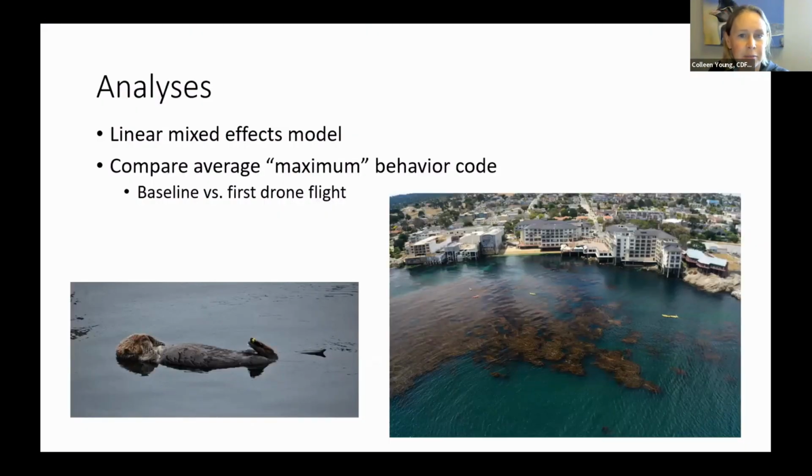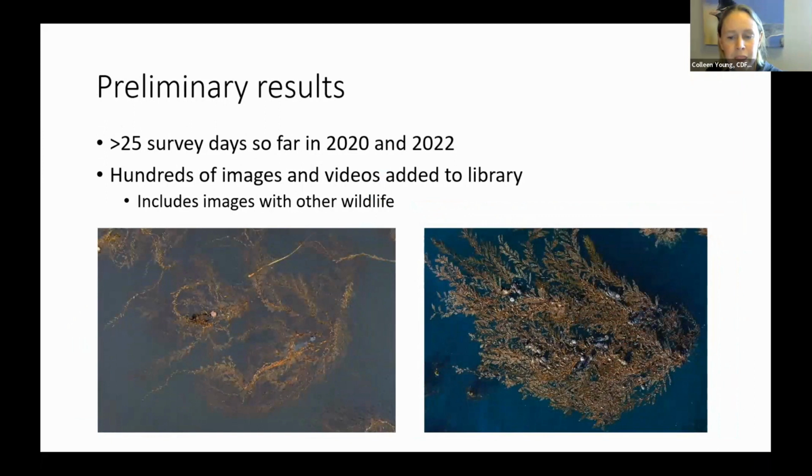The analyses that I'm going to be presenting today are the results of a linear fixed effects model that compares the average maximum behavior code that we observed for baseline versus the first drone flight. As I mentioned, we did 3 consecutive drone flights, but for this presentation, I'm just comparing baseline versus the first drone flight.